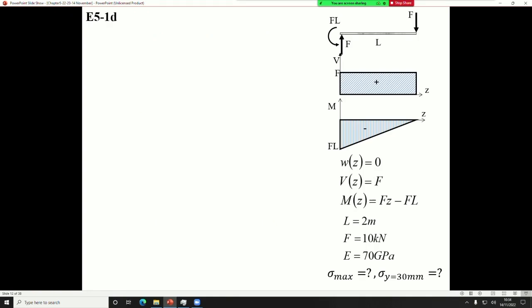If you remember last week, I showed you how to write the general equations for this beam. So these are what I've already done for you. Distributed load, shear force, and bending moment, which are functions of z. The length of the beam is 2 meters. The force applied is 10 kilonewtons at the free end, and it is made of aluminium. The problem is asking us to find the maximum normal stress applied to the beam and its location, and also the stress at the inner fiber, which is located at a distance of 30 millimeters from the neutral axis.